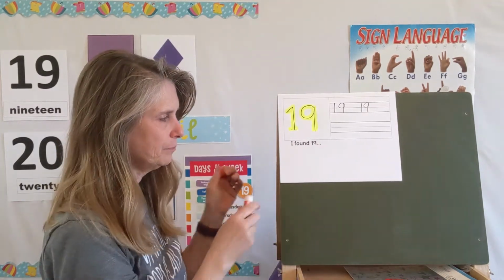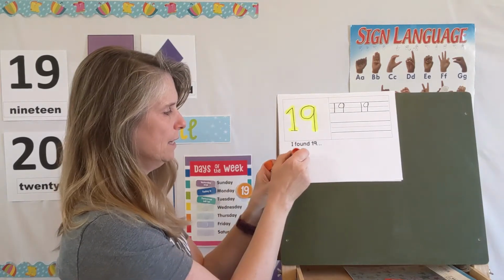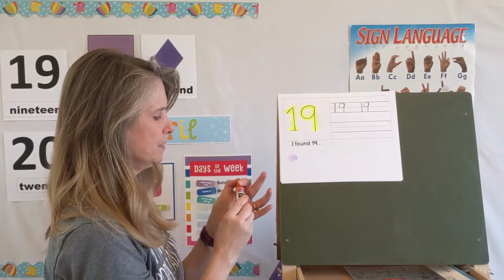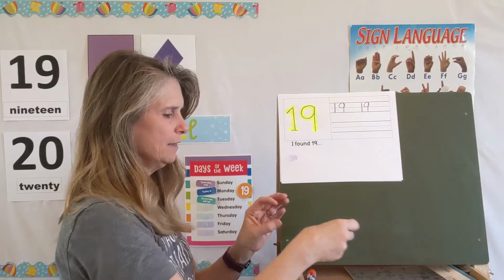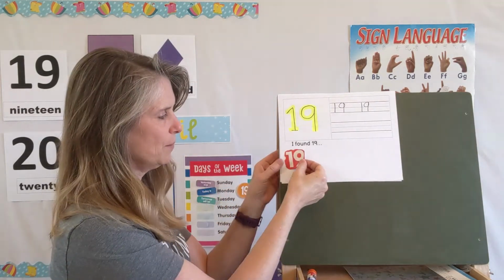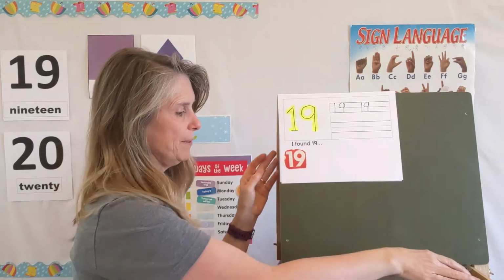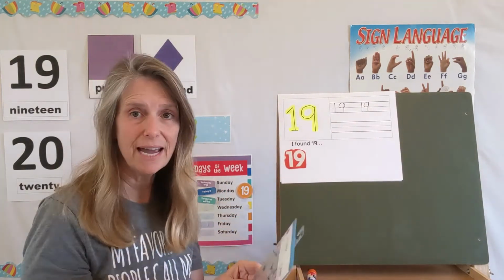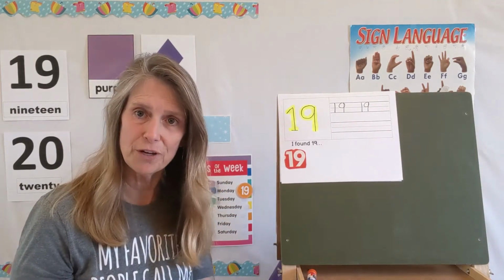You ready? Put a little glue on here. I found the number 19 somewhere in a newspaper. Look, this is a big one. A 1 and a 9 standing right next to each other. I'm going to put them on there. Now I need your help on this one. We're going to count out 19 star stickers to put on our paper.